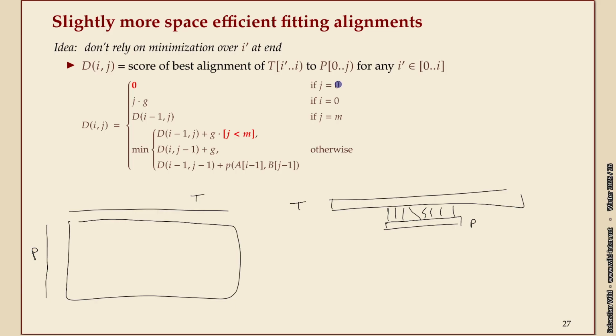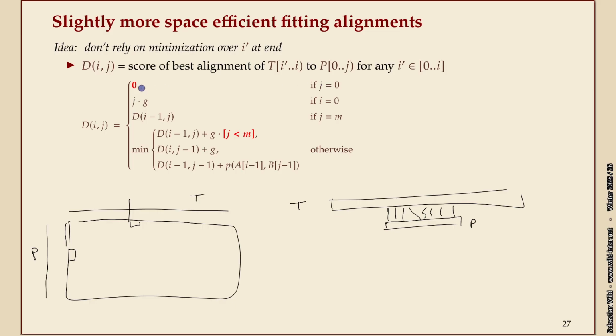So whenever I'm at the beginning of the pattern, so I'm looking at one of these cells up here, I'm allowed to start it from scratch, and that means ignoring the prefix of t up to this point. Whereas if I'm in this first column, I have to pay for getting this prefix of p out of nowhere. That's explaining these two columns.